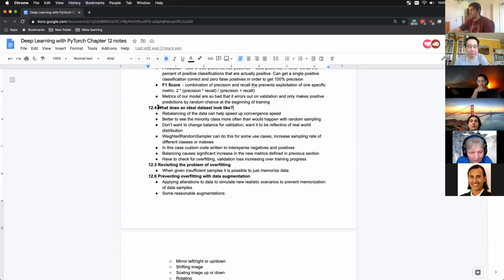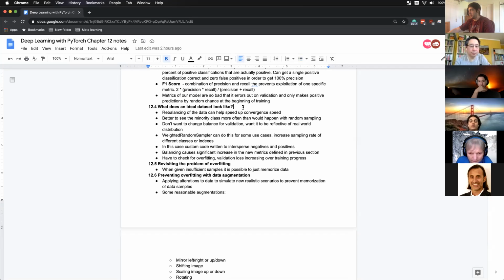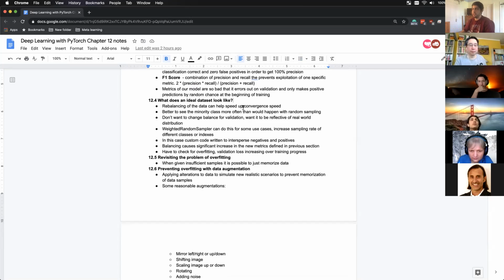So moving on to 12.4, what does an ideal data set look like? In this chapter, what they're educating us on is how to rebalance the data set. What they're describing is you've got 250,000 of the negative class, or even more, and you've only got 500 of the positive class. In that scenario, you might go many batches before you even see a single positive example. And so what that's teaching your model is to completely skew towards the negative class.